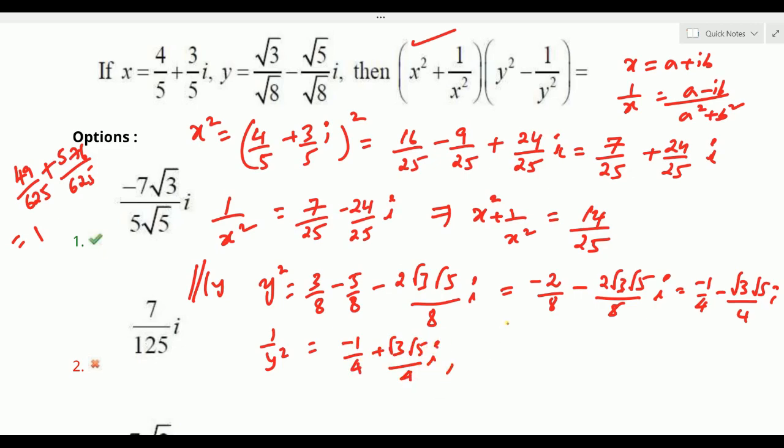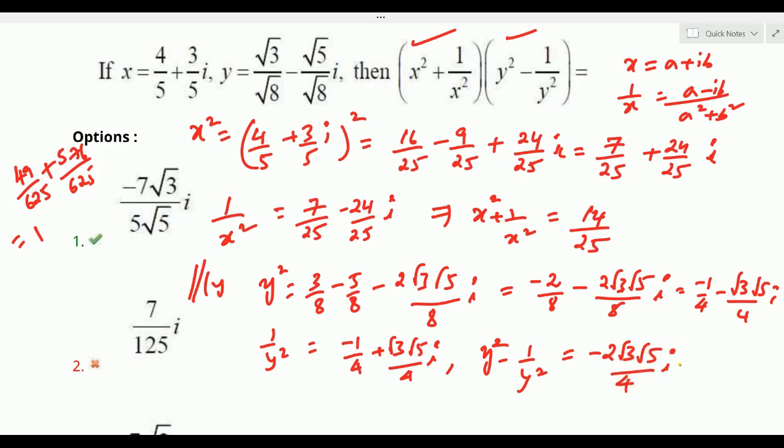ఇప్పుడు మనకు కావాల్సిన రిజల్ట్ ఏంటి? We want y square minus 1 by y square. By the subtraction y square minus 1 by y square, what happened here? Real part gets cancelled. Here imaginary part becomes minus 2 times of root 3 into root 5 by 4i.